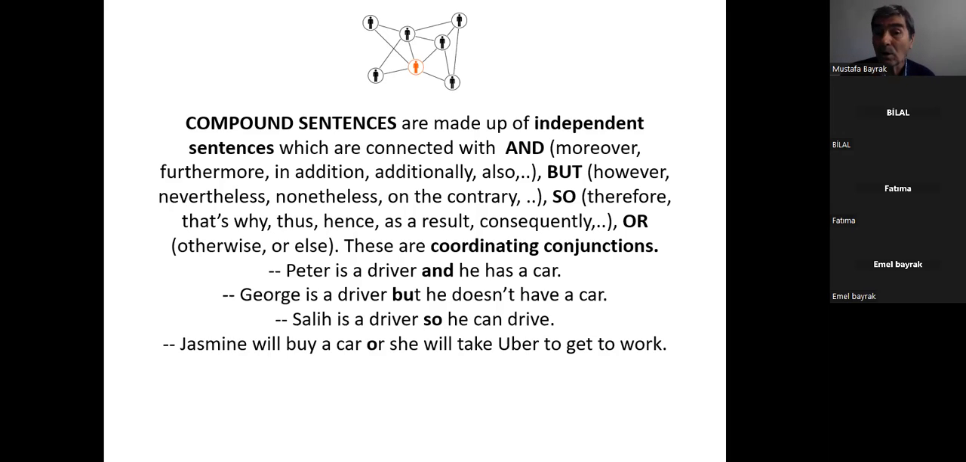Salih is a driver, so, as a result, consequently, that's why, therefore. Salih is a driver, so he can drive. As a result, he can drive. Why? Because he is a driver. Jasmine will buy a car, or, this is coordinating. We will see them in detail in this video. Jasmine will buy a car, or she will take Uber to get to work.